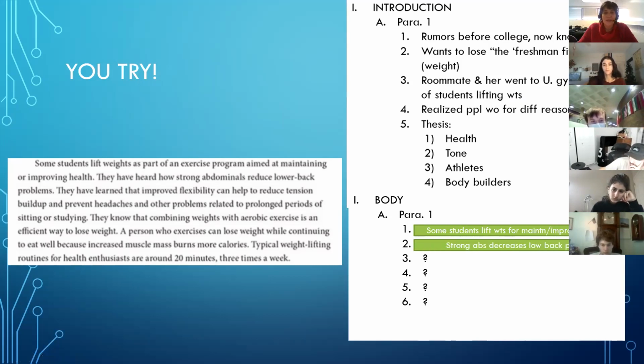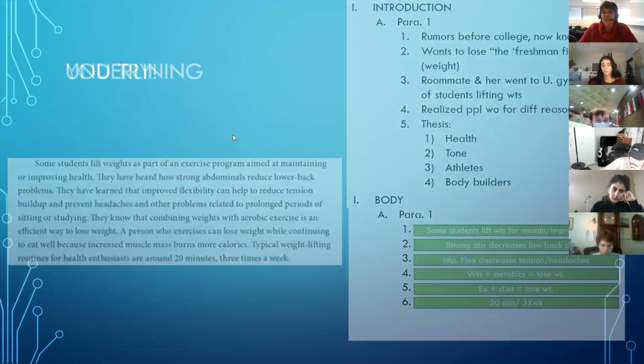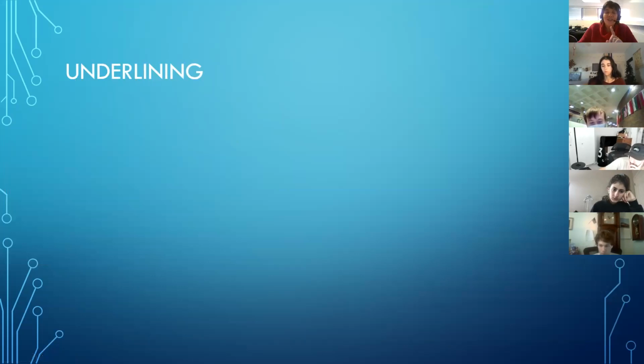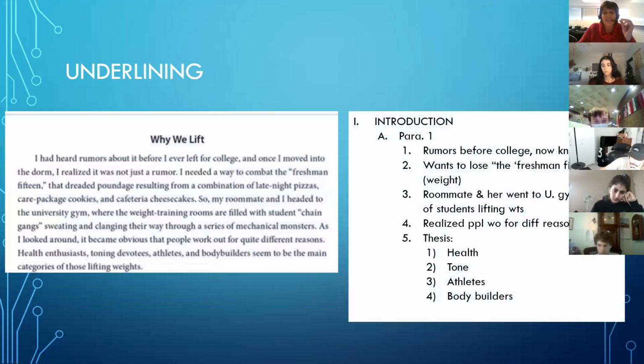Strong abs, decrease, that's the second one. And so that you could check to see if you could do it, but we're not going to do that in class today. So how does it look when you underline it? This is a shorter, easier way to do it, but you're trying to do the same thing. You're trying to get the gist, just the gist. You don't need all the details, just the gist. So you try to pick just the most important things.